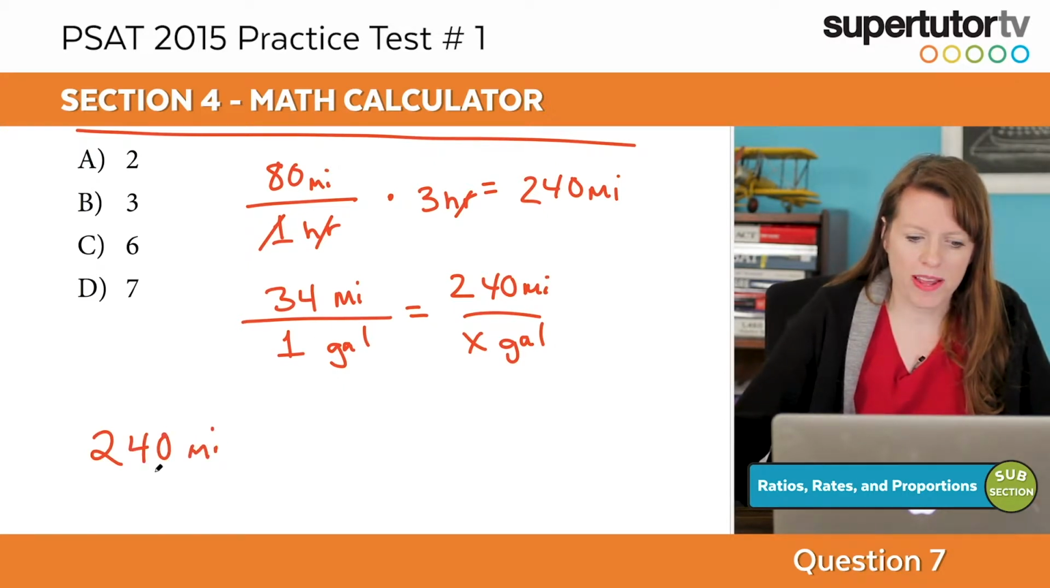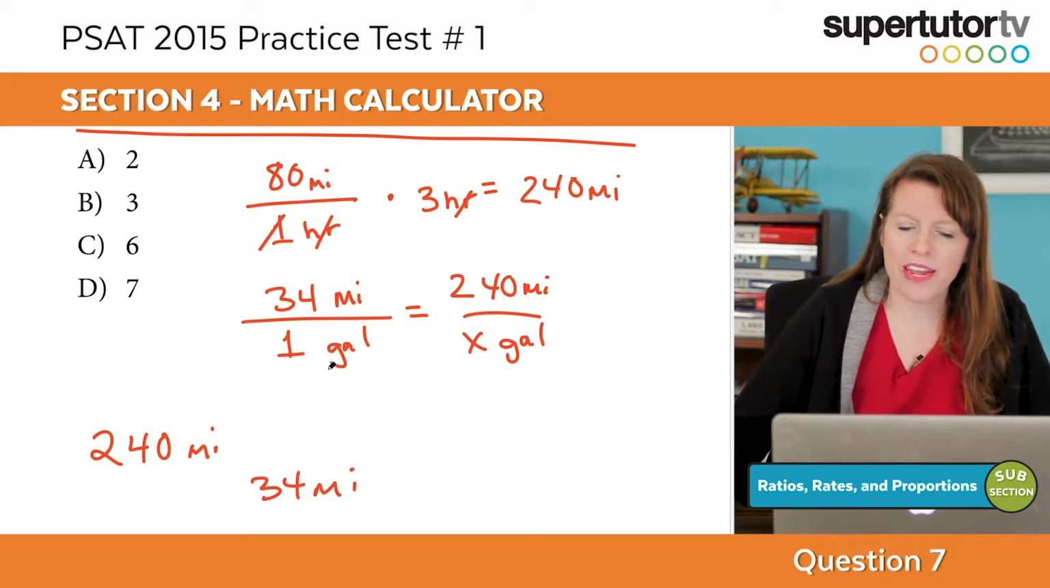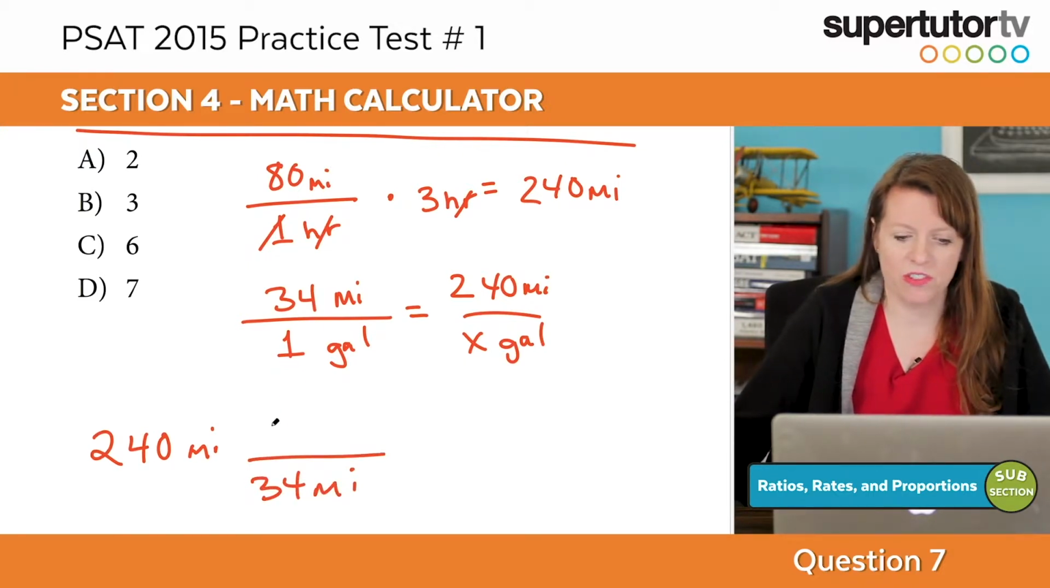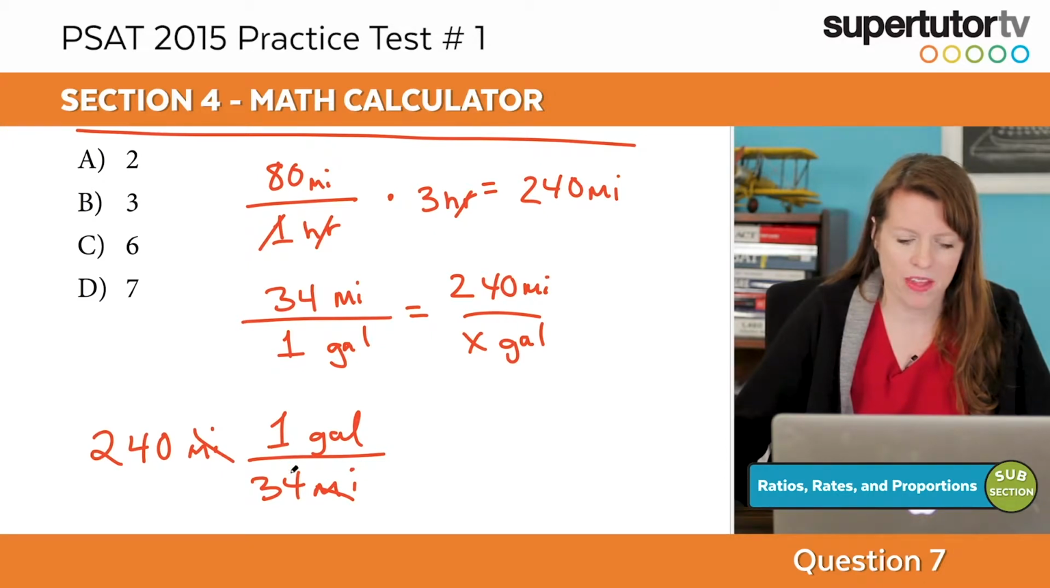So I have 240 miles. I want the miles to cancel. So I actually want the 34 on the bottom. Whenever you have a rate, you can always flip the rate upside down. So just remember that if it's not the direction you need, flip the rate upside down, and then your miles cancel. Boom. Not so bad, right? And I get 240 divided by 34.